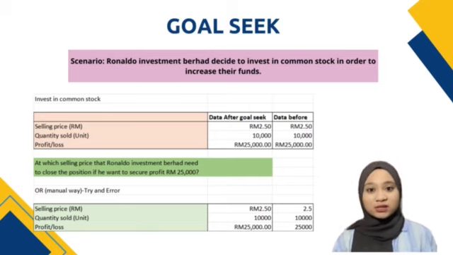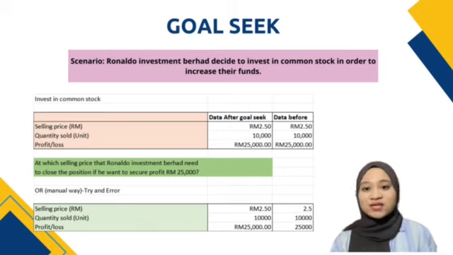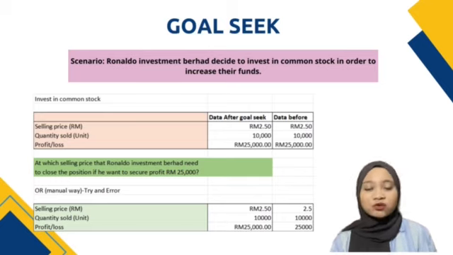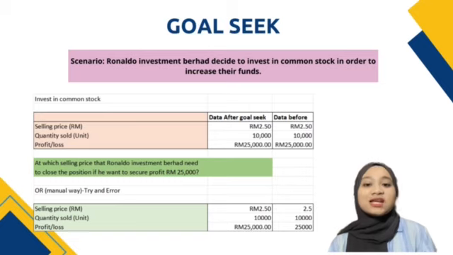Here's how goal seek works. First, you set up the formula that calculates the result. In this case, the profit or loss, which is dependent on the selling price and quantity sold. Then, go to the Data tab, select What If Analysis and choose Goal Seek. In the Goal Seek dialog box, firstly, set the set cell to the cell with the profit formula. Second, set the to value to 25,000, which is the target profit. Lastly, set the by changing cell to the cell with the selling price. Excel automatically calculates the required selling price, which in this example is RM2.50.